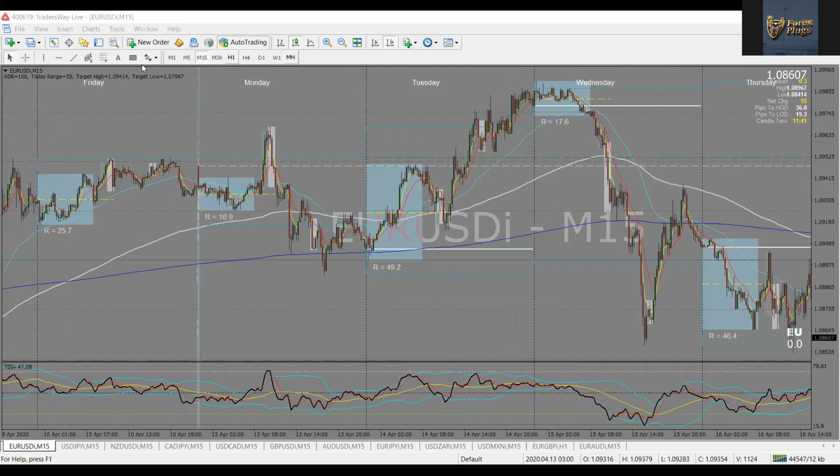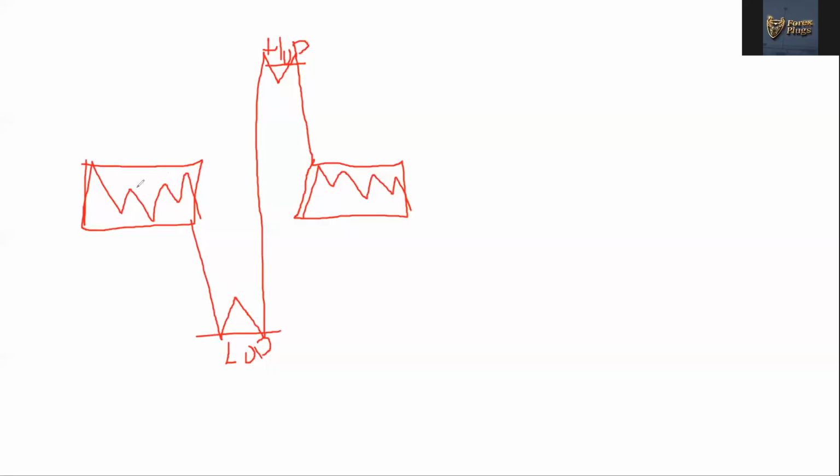So when you talk about London patterns, we are talking about the setups that form coming out of the Asian box, like coming out of this Asian box. Those are what you call the London patterns. So we have got three types of London patterns that we have.